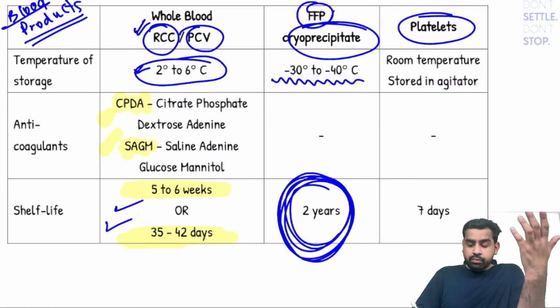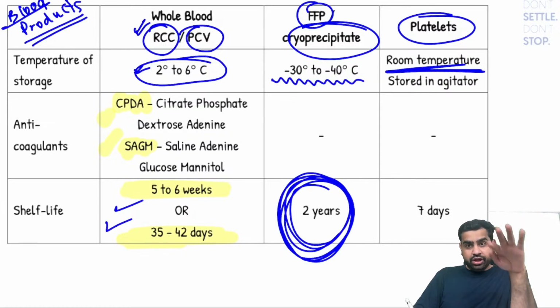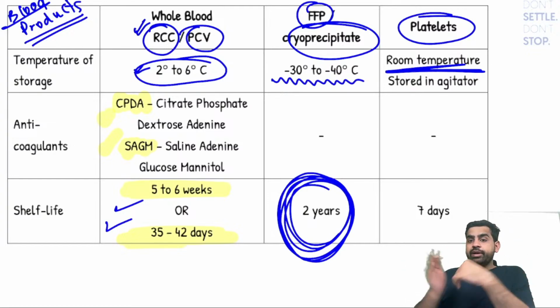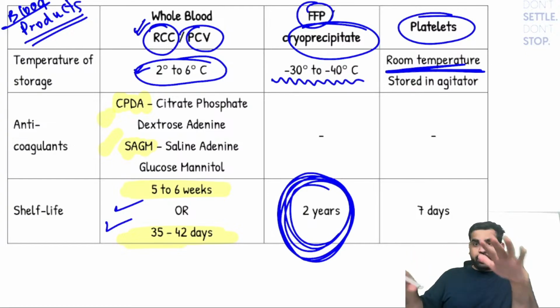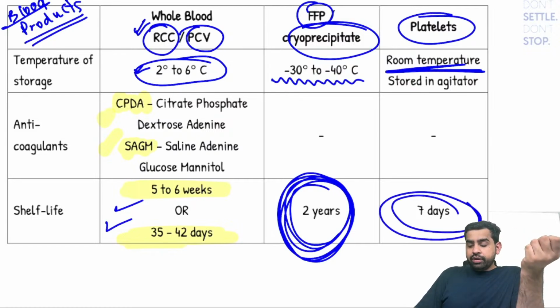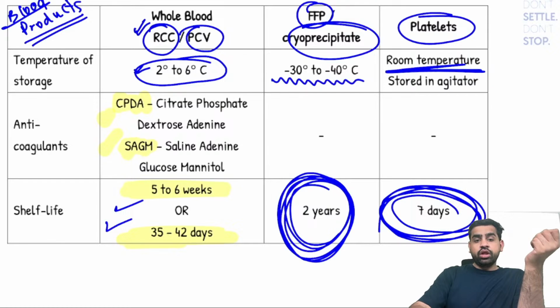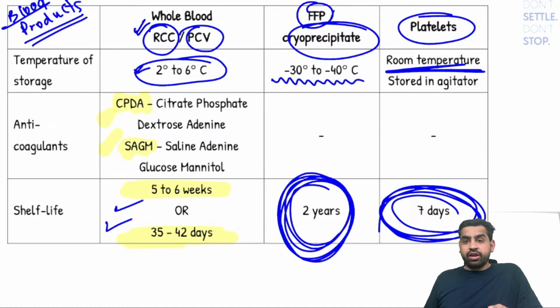What about the platelets? The platelets can be stored at room temperature, and you have to store them in an agitator, because if you just keep the bags at room temperature, the platelets are going to clump with each other. So you have to store them on the agitator. And what you need to understand is that the shelf life of the platelets is 7 days. Okay, so 7 days is the shelf life for the platelets. I hope you have understood this particular point. Very, very important. So blood and the blood products are absolutely important. I hope you have understood this point.